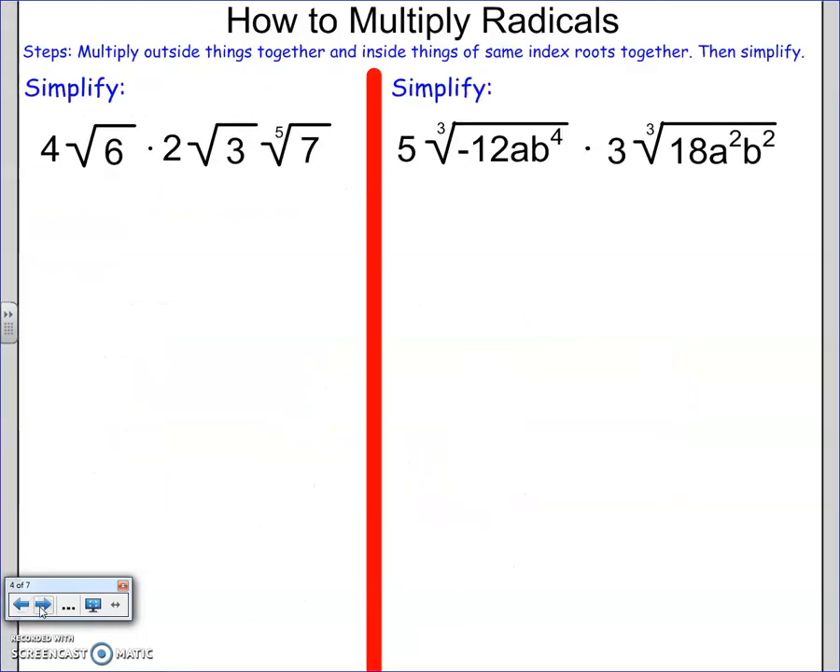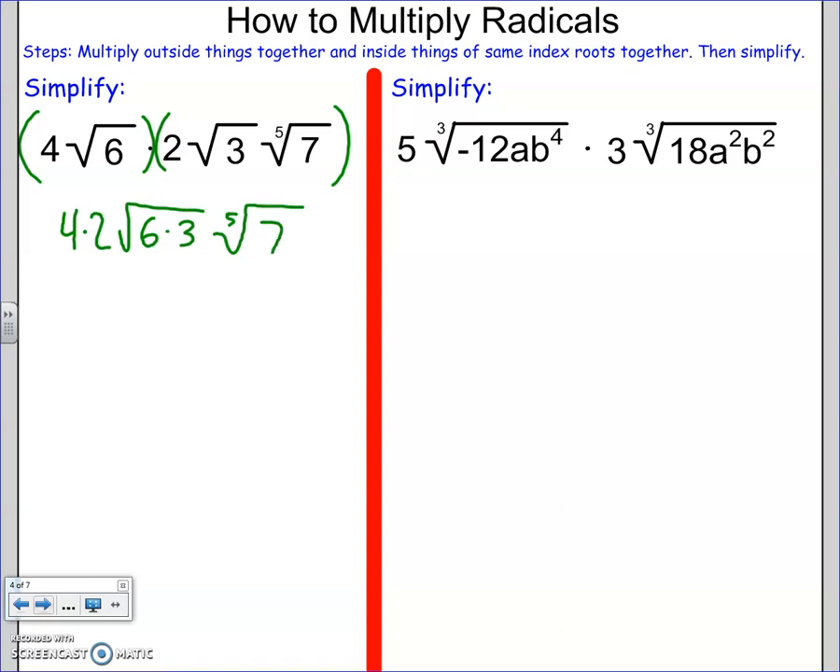Alright, multiplying radicals. To multiply, outside things go together, inside things go together, if they're the same type of root, so same index. Then you can simplify normal. So here is 4 square root 6 times 2 square root 3 times 5th root of 7. You can put parentheses if you want, but the outside numbers, I'll do like this. The outside is 2 and 4, so that makes 8. Then the square roots, we have square root 6 and a square root 3, so those square roots combine together. Then we have a 5th root. That 5th root 7 does not combine with anything.